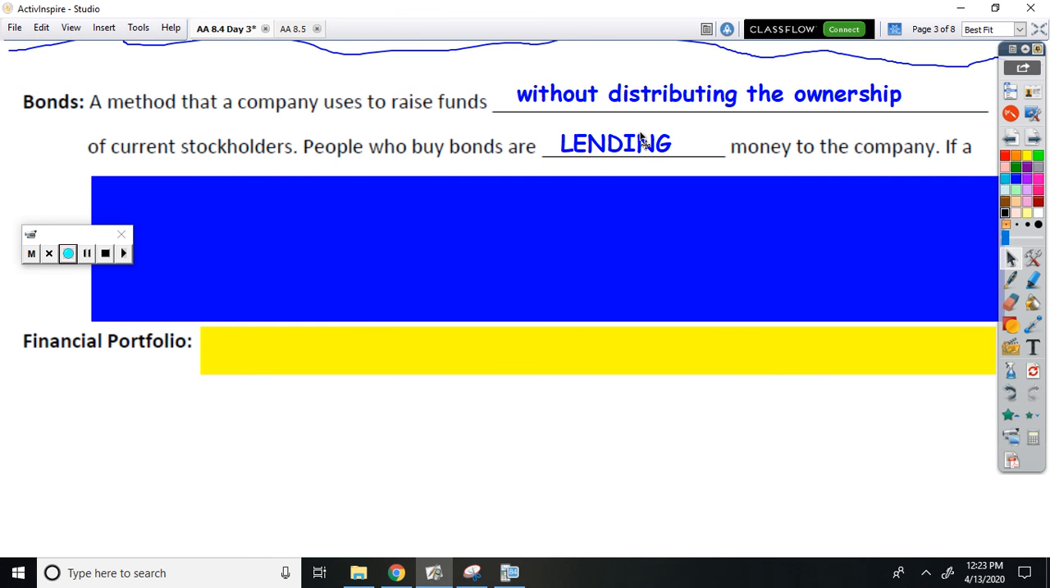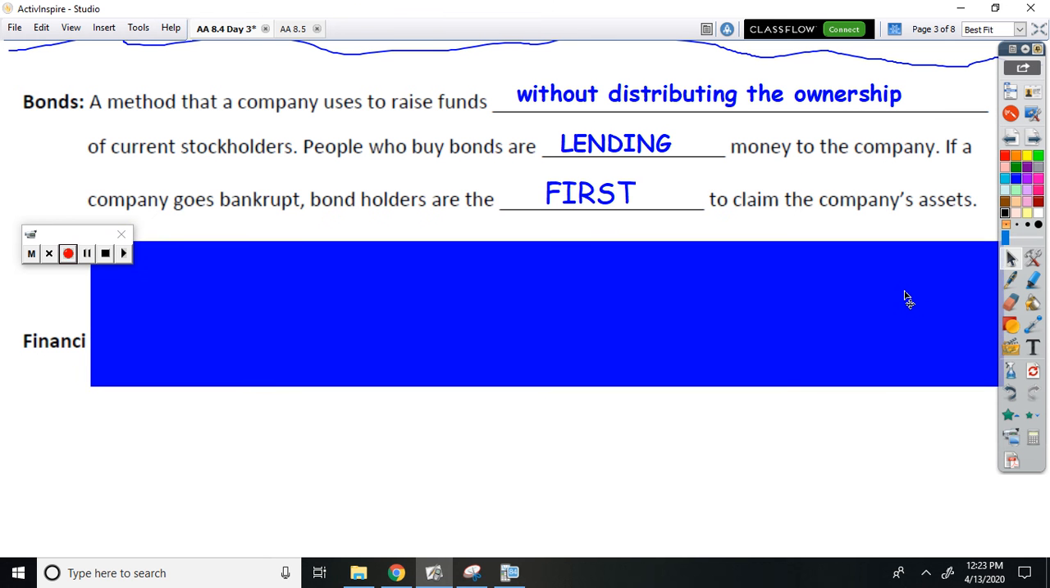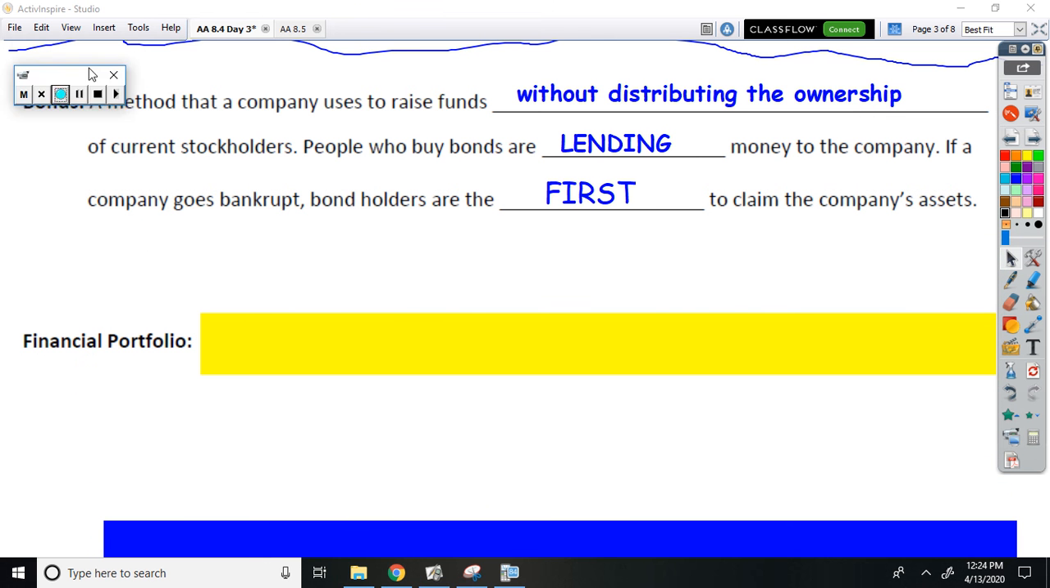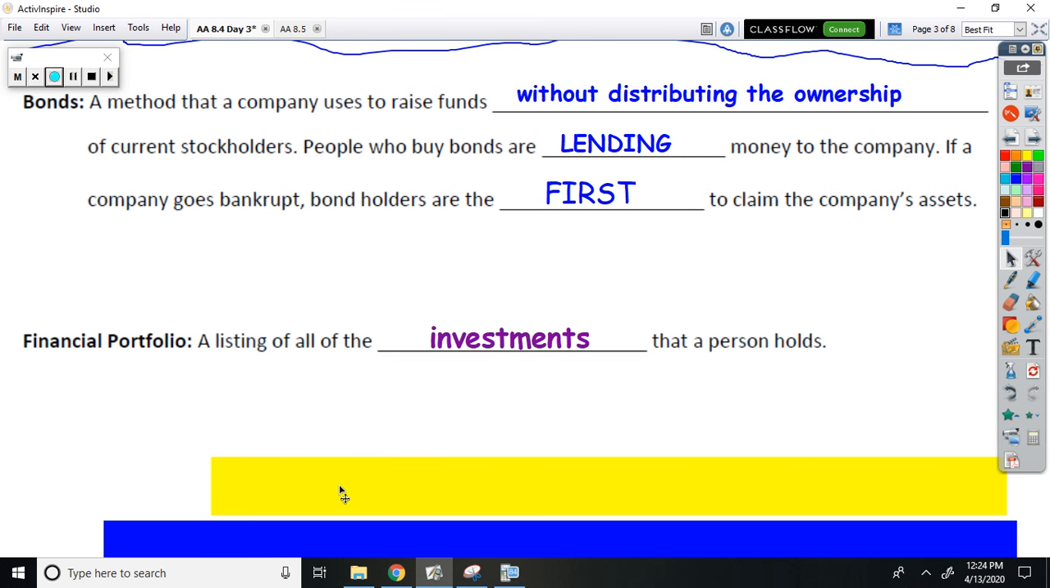Essentially, you are lending the money to the company with a set interest rate that you would earn over a set period of time. If a company goes bankrupt, the bondholders are the first to claim the company's assets and hopefully get their money back. A financial portfolio is a listing of all of the investments that a person holds. So that would be a listing of what stocks you own, and if you have any money in bonds, all would be listed in your financial portfolio.